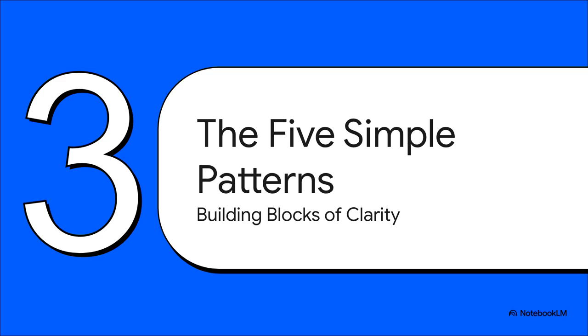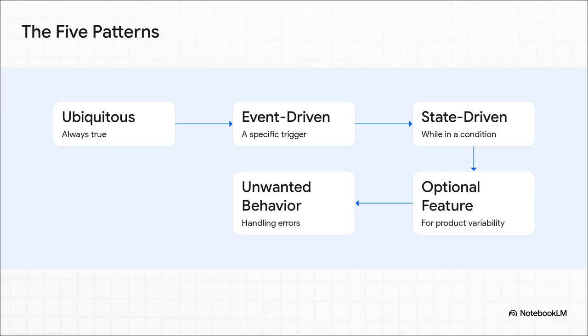So how does it actually work? Well, the real power of EARS comes from 5 super simple, repeatable patterns. These are the building blocks of clarity. And here they are. These 5 patterns cover almost every situation you'll run into. You've got ubiquitous for things that are always true, event-driven for when a specific trigger happens, state-driven for requirements that are only active while the system is in a certain condition. There's one for optional features, like if a certain feature is included, and finally one for unwanted behavior to handle errors. Each pattern uses a special keyword that defines the context.